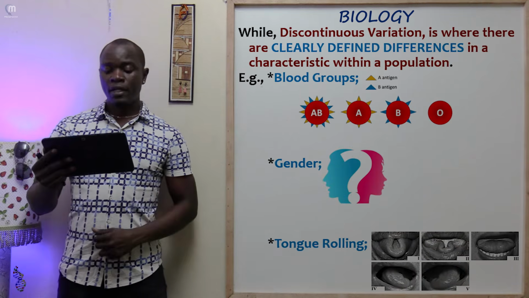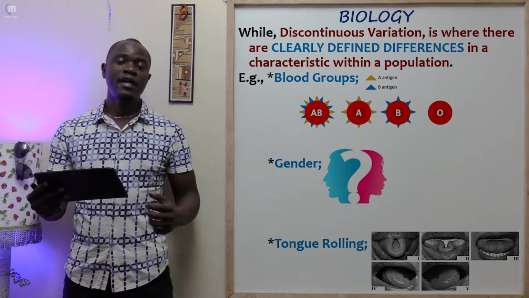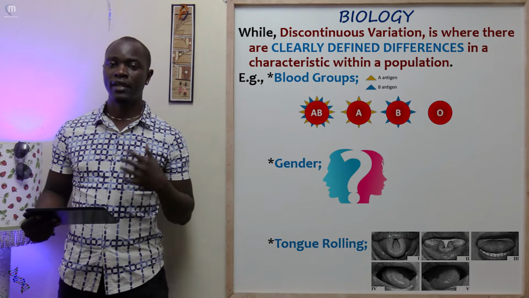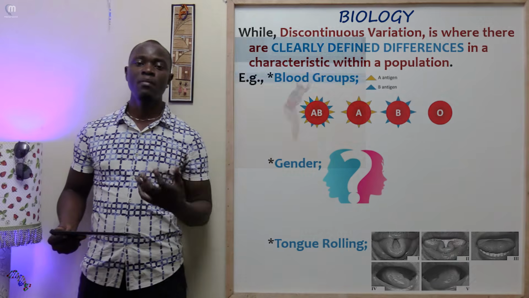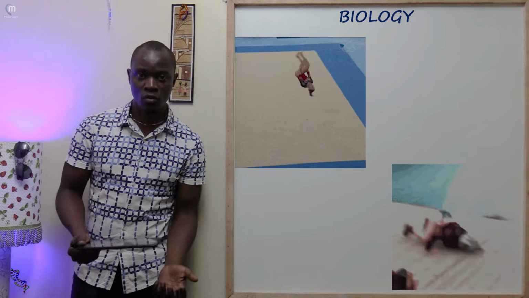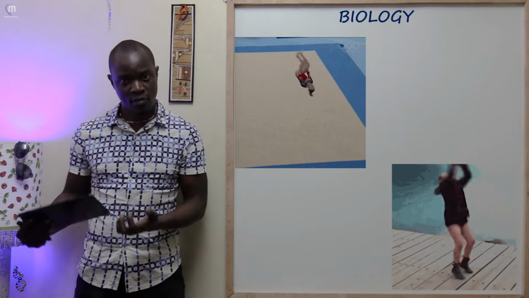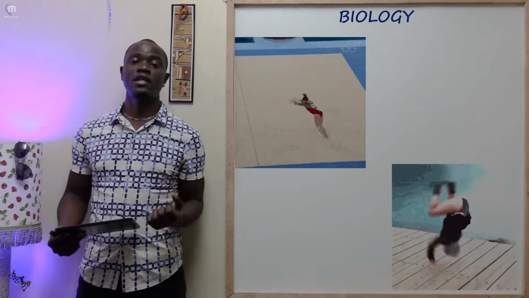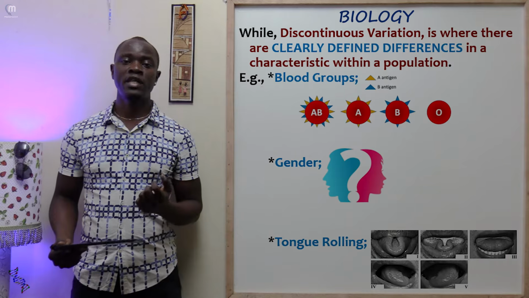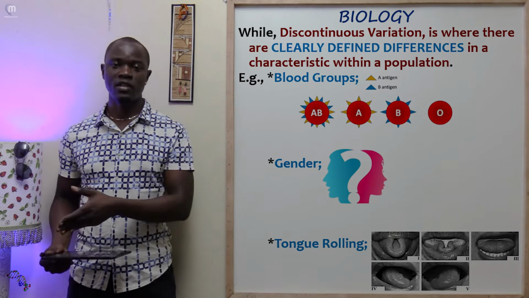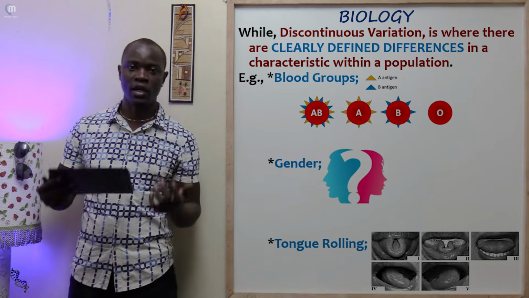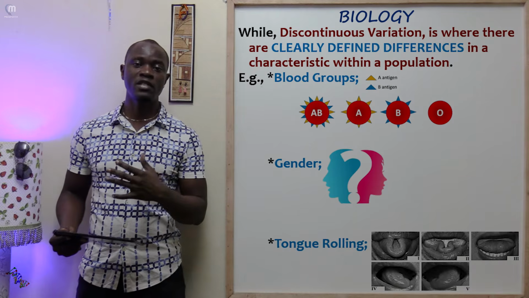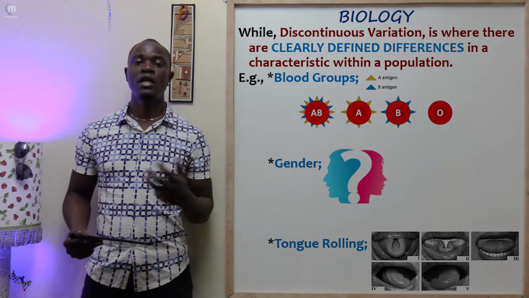Now discontinuous variation is whereby there are clearly defined differences in a specific character in a population. Maybe for instance, some people can do a somersault while some people cannot. So you see, there is a very wide difference between the characteristics. In discontinuous variation, we tell the students it's either you have it or you don't have it. It's either you can do it or you can't do it.